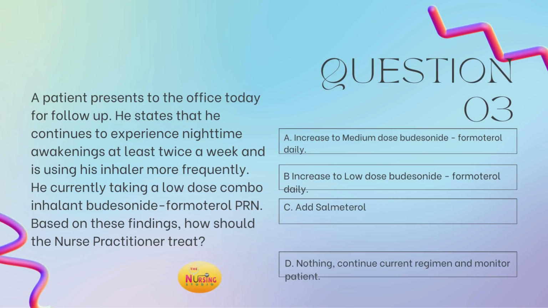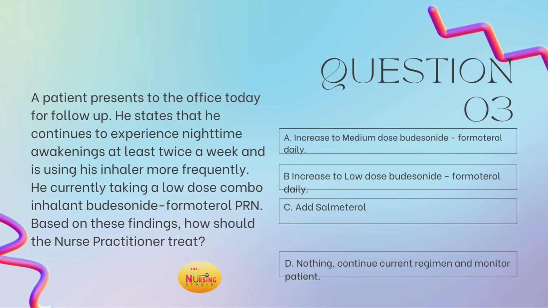All right. And question number 3 for today. A patient presents to the office today for follow up. He states that he continues to experience nighttime awakenings at least twice a week and is using his inhaler more frequently. He currently is taking a low dose combo inhalant, budesonide and formoterol PRN. Based on these findings, how should the nurse practitioner treat?